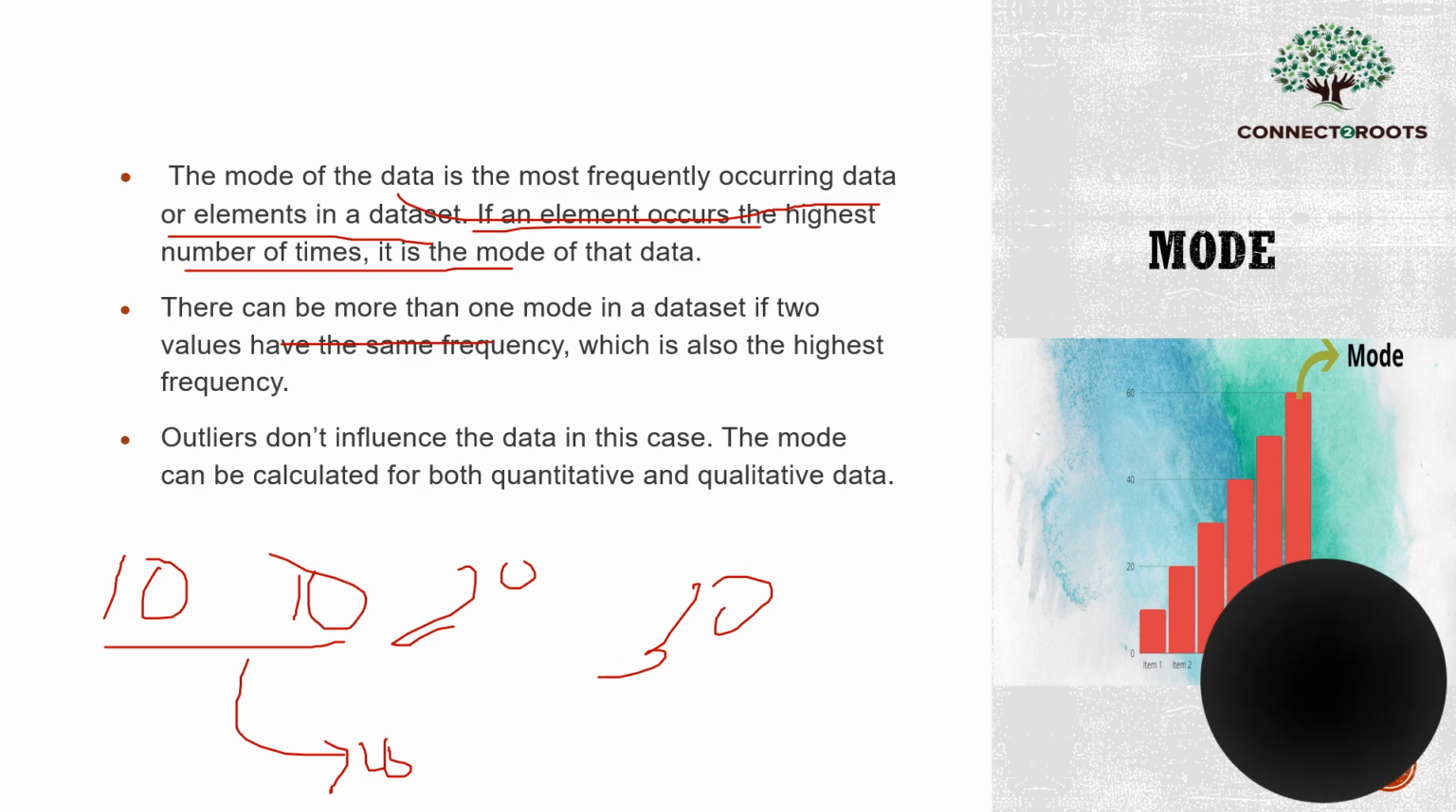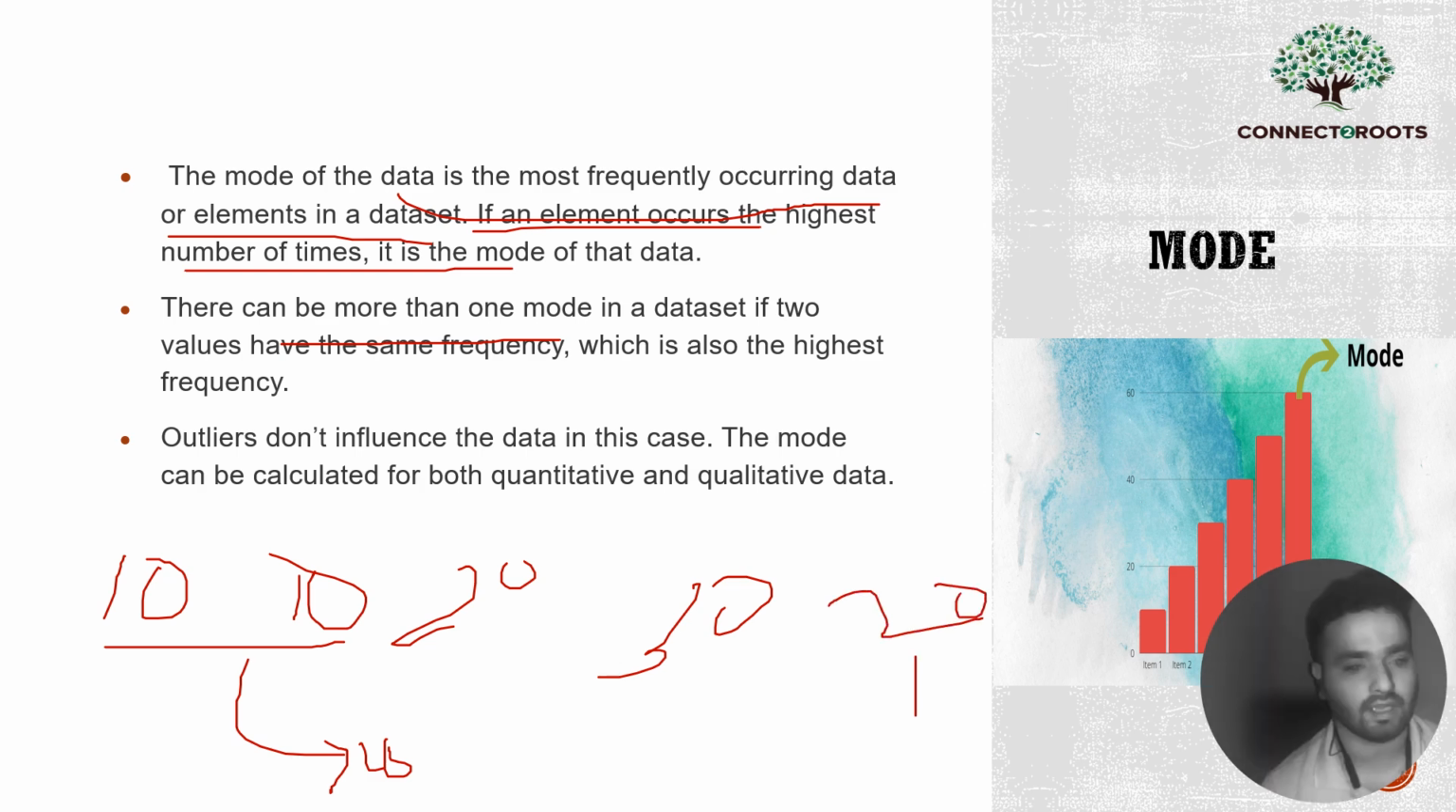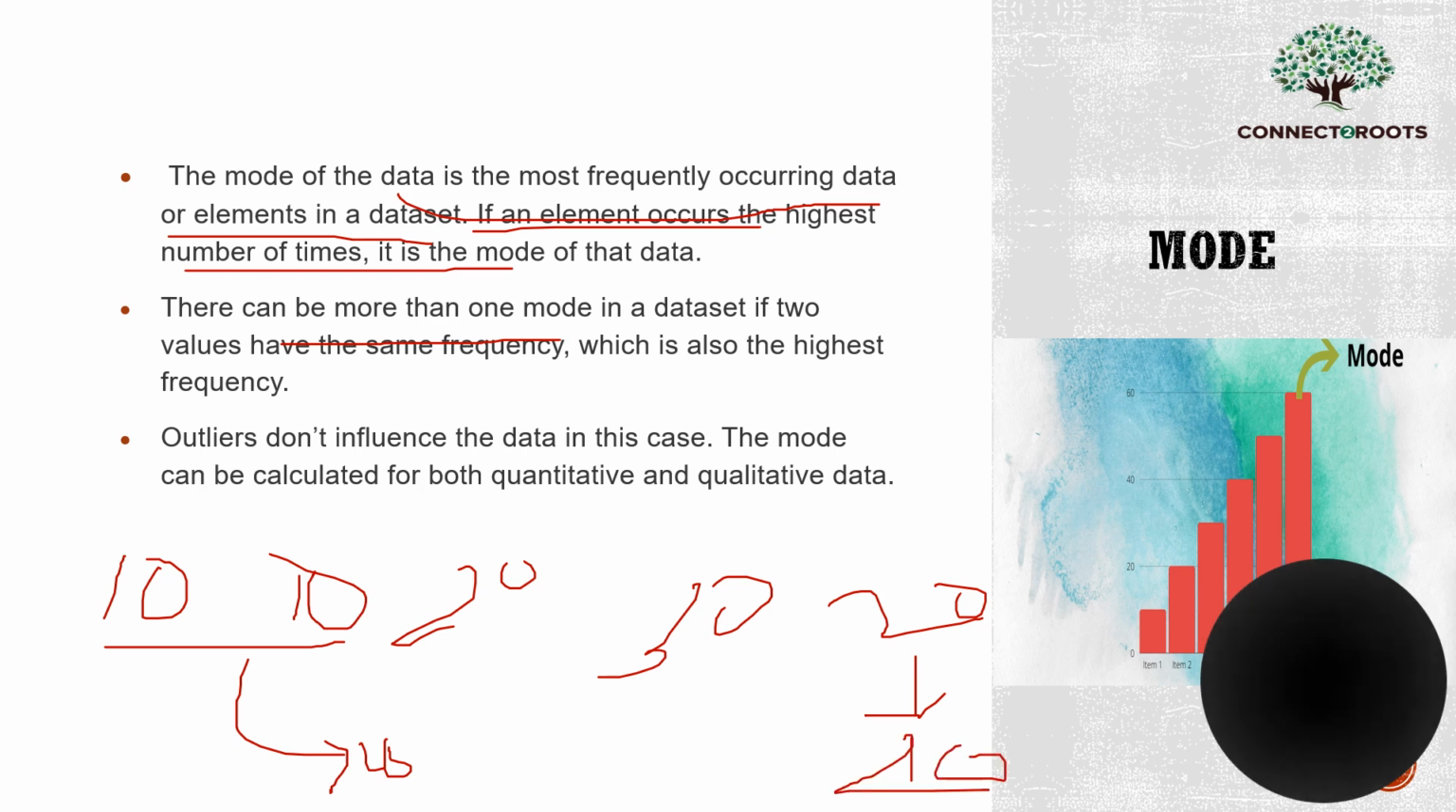There can be more than one mode in a data set if two values have the same frequency, which is also the highest frequency. Suppose we have another 20 here, so the mode will be 10 and 20, because both have an equal frequency. Outliers don't influence the mode. The mode can be calculated for both quantitative as well as qualitative data.